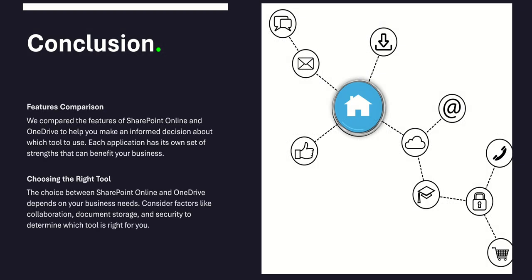So in conclusion, the feature comparisons. We compare the features of SharePoint Online and OneDrive to help you make informed decisions about which tool to use. Each application has its own set of strengths that can benefit your business. Choosing the right tool: the choice between SharePoint Online and OneDrive depends on your business needs. Consider factors like collaboration, document storage, and security to determine which tool is best for you. So hopefully that clears up where your document should live.